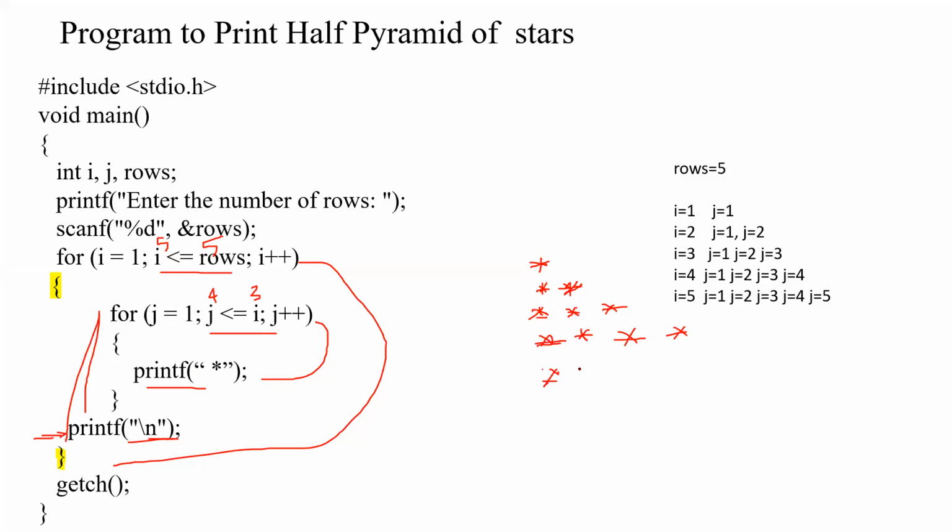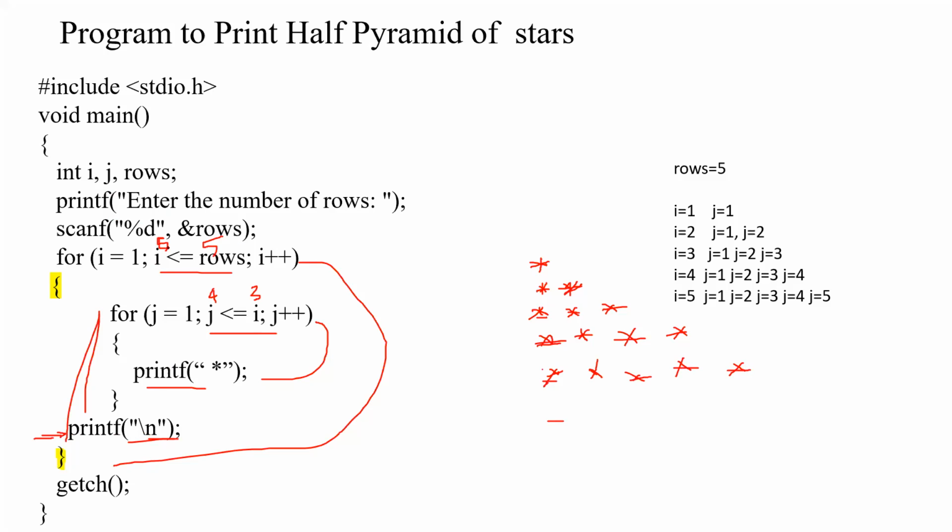How many stars will it print now? When j equal to 1, it will print 1 star. When j equal to 2, and so on, how many stars will it print? 5 stars. Got it? So after printing 5 stars, this inner body of the loop is over. It will move to the print of the new line, and the cursor will come down to the next line. Again, it will move to the outer for loop increment of i. The i value becomes 6 now, right?